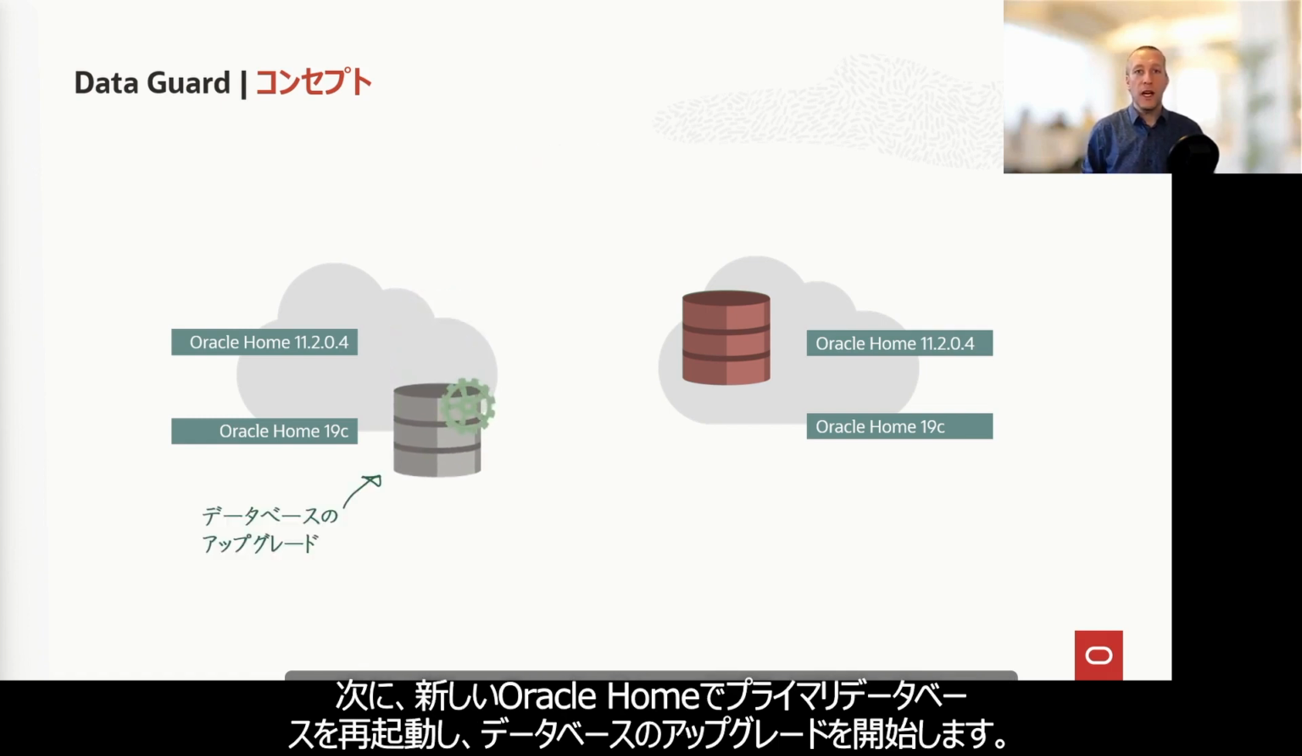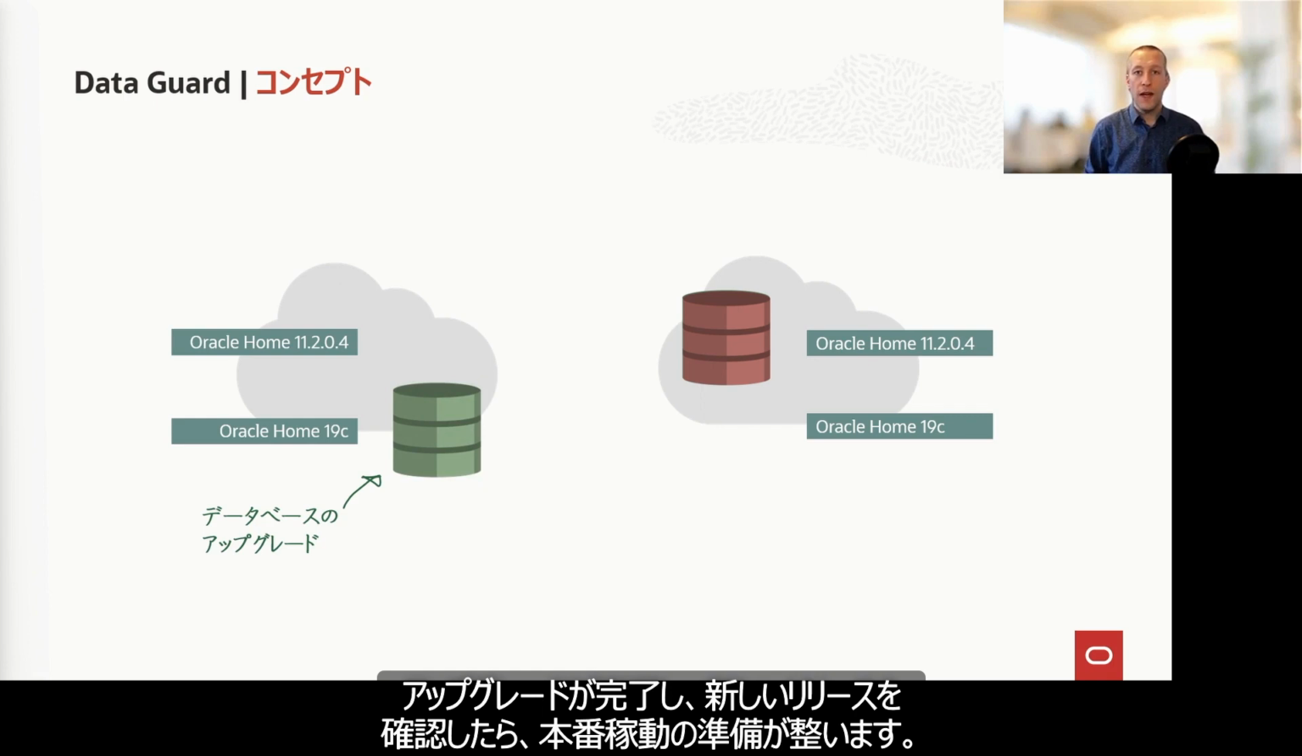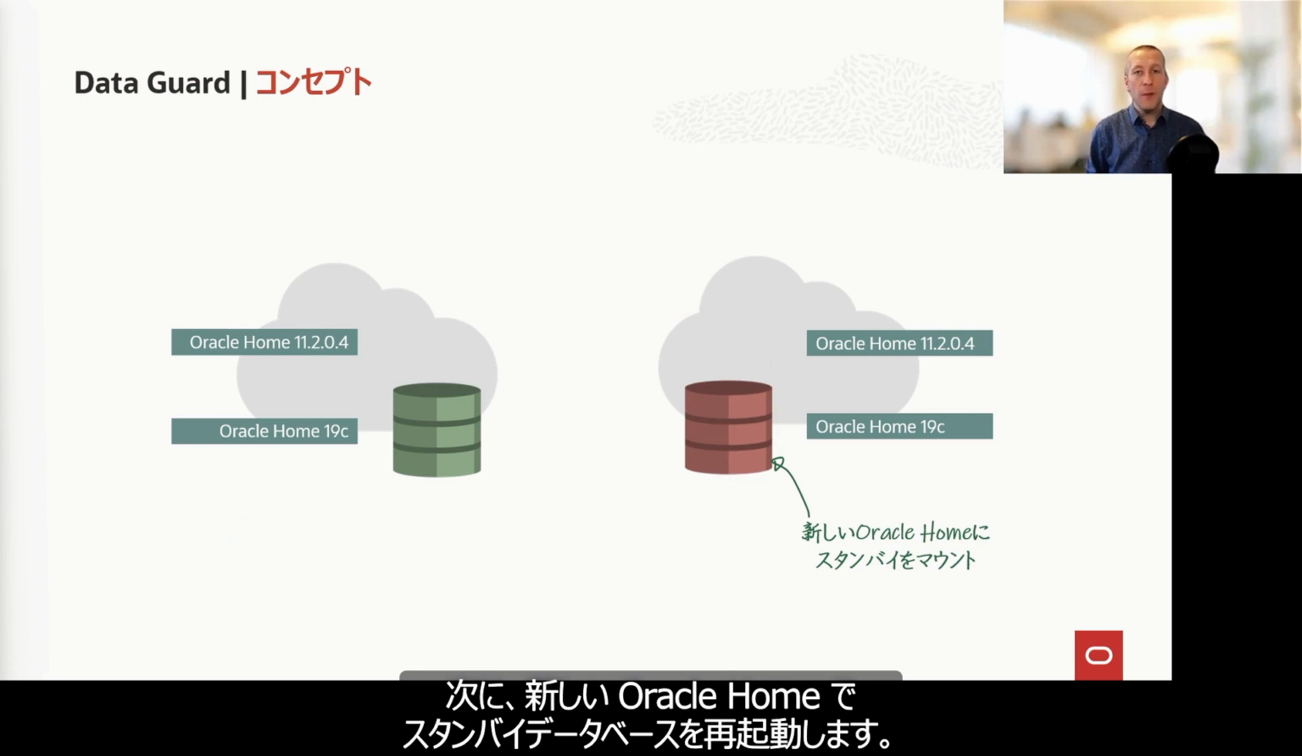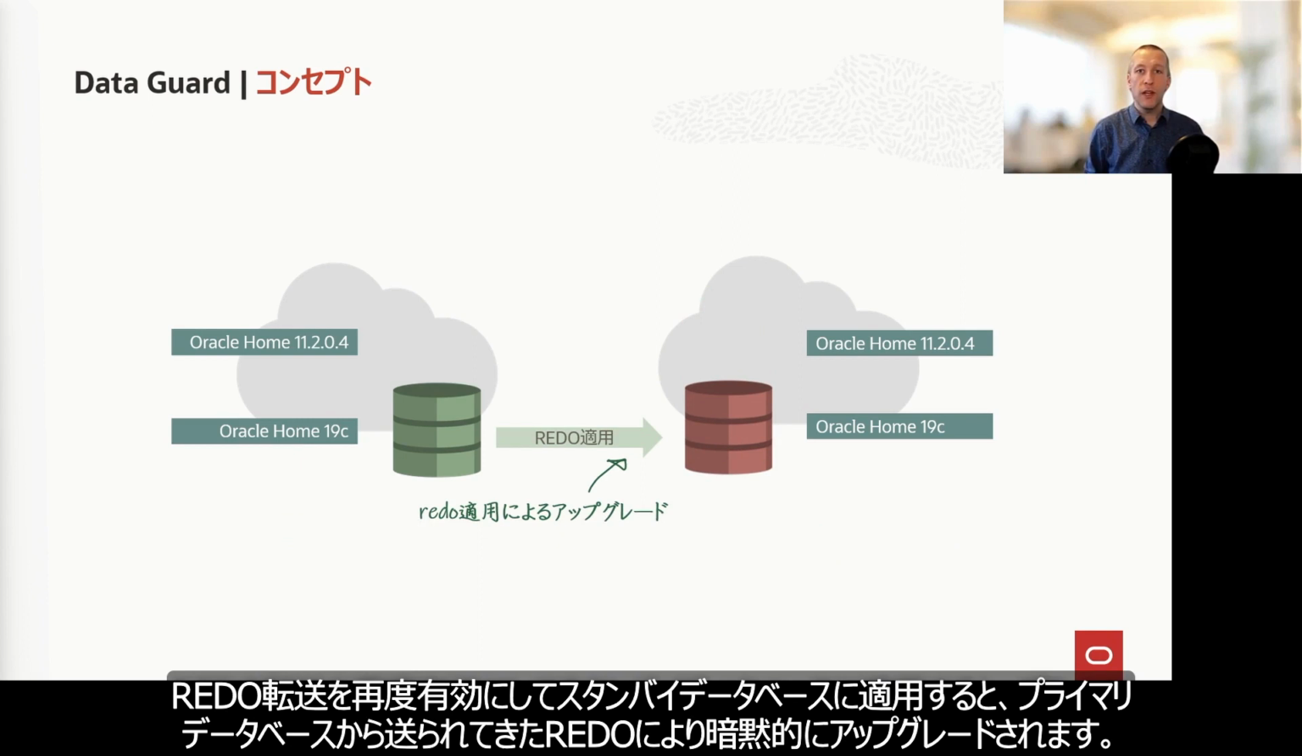Now we restart the primary database in the new Oracle home and start the database upgrade. When that has happened and we've verified the new release, we are ready to go live. We can then restart the standby database in the new Oracle home, re-enable redo transfer and redo apply in the standby database, and it gets implicitly upgraded via the redo that comes from the primary database.